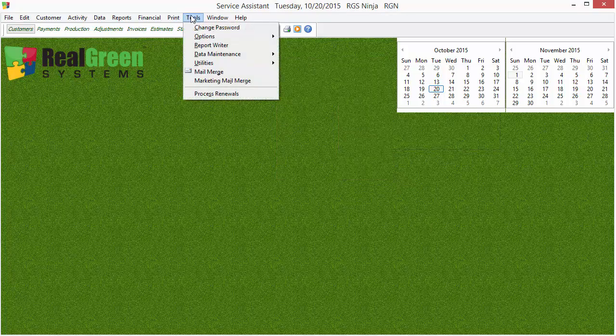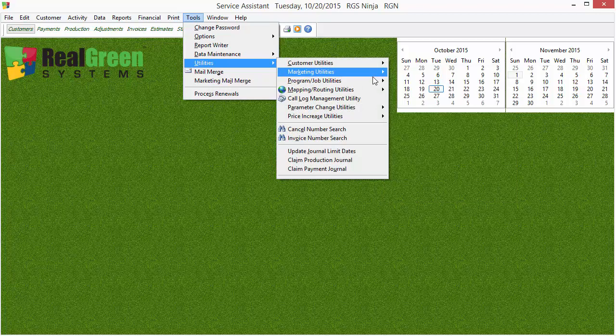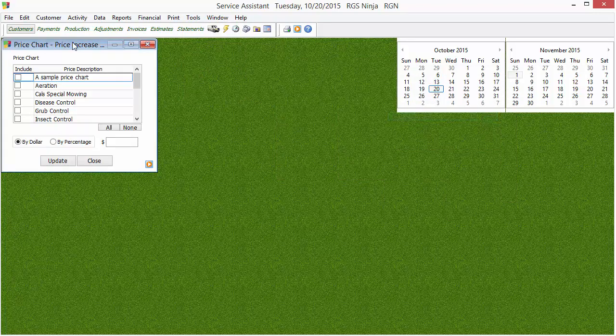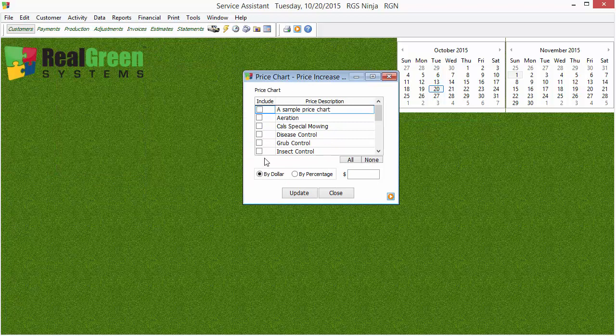So again, what you're going to do is go to Tools, Utilities, price increase utilities, and then, like I said, the price chart increase utility. It's then going to ask you what price charts you want to do the increase on. Now, again, you can pick and choose. You can say, I want to use the services that are tied to this price chart, I want to go up by 10%, and then I'll run another one, and the ones that are for grub control might go 5%. Again, you can choose how you want to do it.